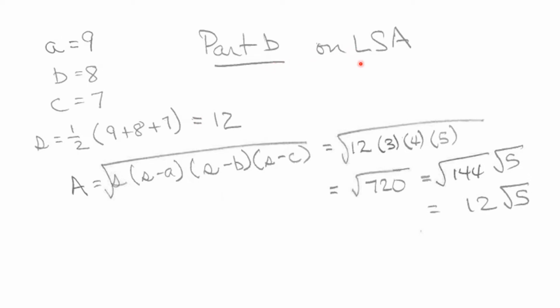So part B on LSA 1 related to Heron's formula, we had a triangle where the sides were 9, 8, and 7. That means the semi-perimeter, when you calculate it using this formula, is 12. So the area, according to Heron's formula, is going to be the area is equal to S times S minus A times S minus B times S minus C, and the square root of all that. So we put in the numbers, and we get the square root of 720, which is 12 times the square root of 5, if you simplify it. So this completes LSA 1.